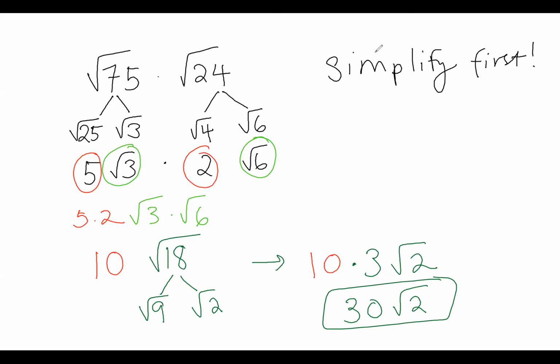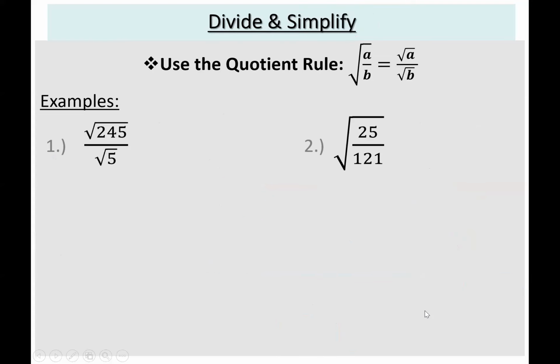All right, so those were 2 multiplying examples. Let's go back and take a look at some dividing examples. So our next slide says divide and simplify. Use the quotient rule. The square root of a over b equals the square root of a over the square root of b. We're going to use this rule in both directions. Sometimes we'll use it to split up a fraction. Sometimes we'll use it to put a fraction back together. So we'll see an example of each of those. Number 1, the square root of 245 over the square root of 5.